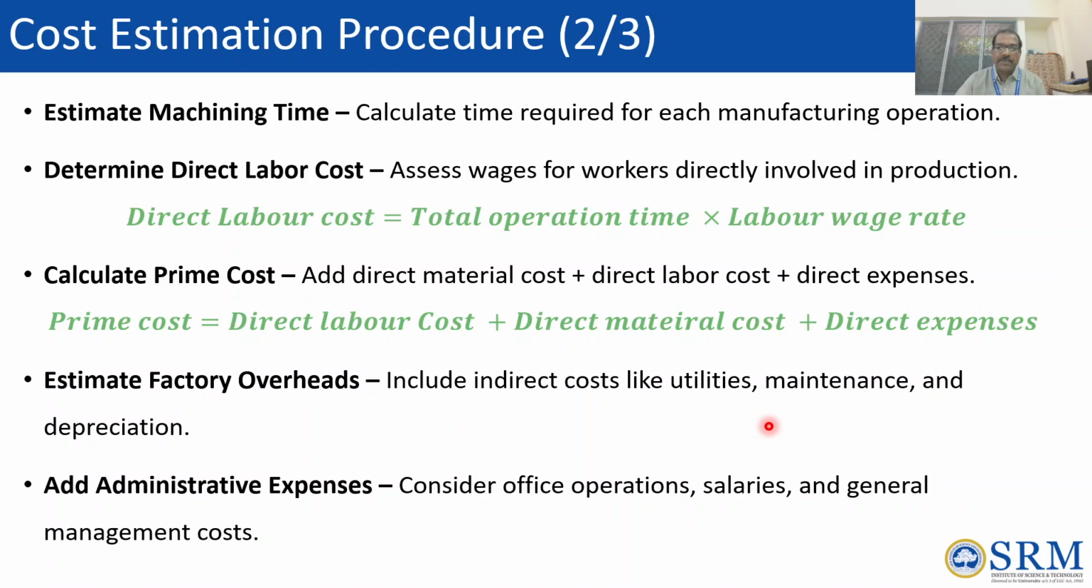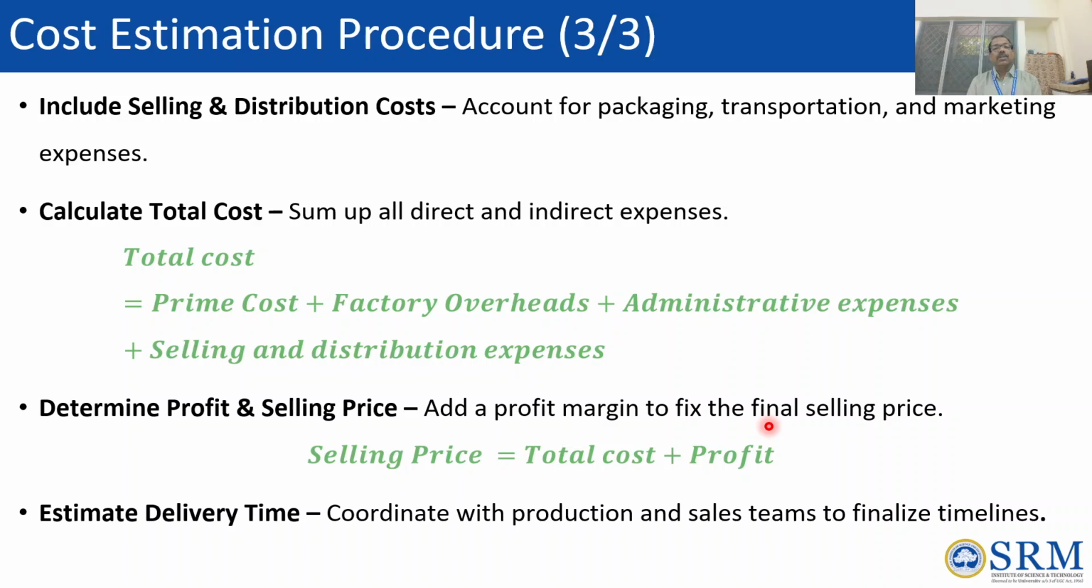Then administrative expenses: salaries, general management cost and so on. Then include selling and distribution cost, like when you are going to post or supply it to your customers, how you are going to do packaging, how you are going to deliver, meaning transportation, and what your marketing strategy is. For that you need to spend some money, right? So that cost also you need to consider.